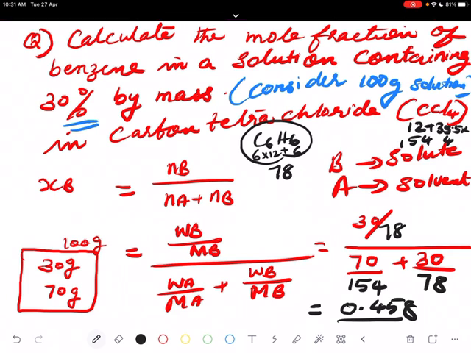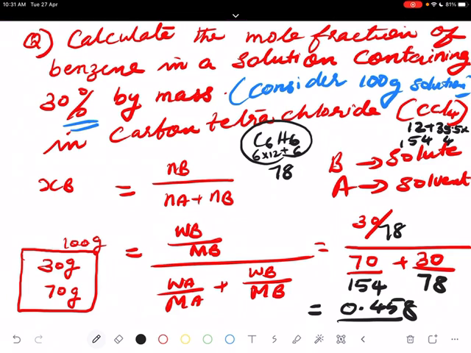Then what will be the mole fraction of the solvent? 1 minus this value. The mole fraction of carbon tetrachloride is not asked in the question. If it is asked, then what you have to do? 1 minus this, because only two components are there. Benzene's mole fraction is 0.458. So what will be the mole fraction of carbon tetrachloride?